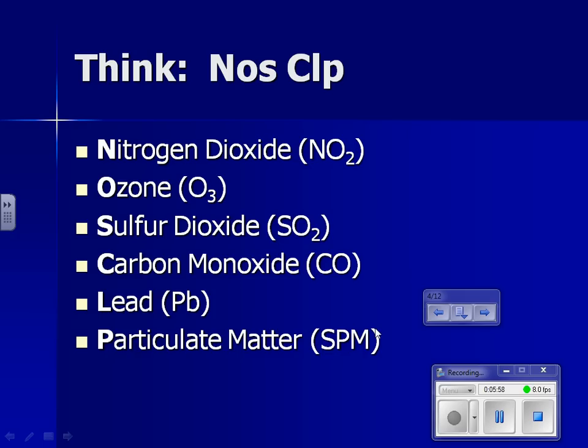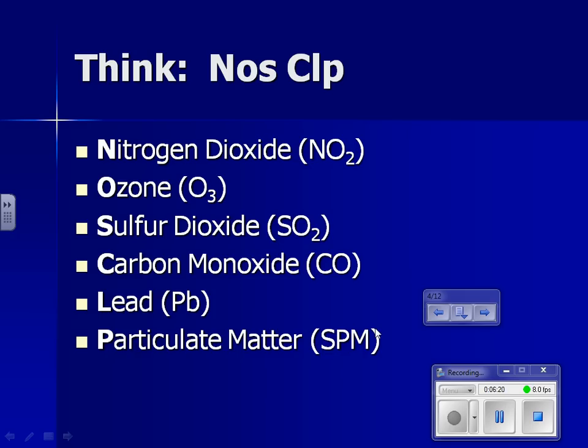One column is the pollutant itself. The second column is the source, so where does it come from? The third column are the health effects. And the fourth column are the environmental effects. Study this well. This is really important, and you can start to organize your thinking around this chart.